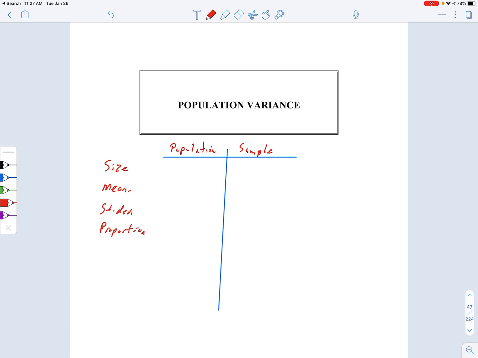And those symbols then are big N for the population, little n for the sample. For the mean, we use the Greek letter mu, and then x bar is the sample mean. For the standard deviation, we're talking about sigma. And of course, the variance would be sigma squared. So that's what we're talking about, either sigma or sigma squared. And then s would be the sample standard deviation. And then for proportion, we had p and we have p bar.